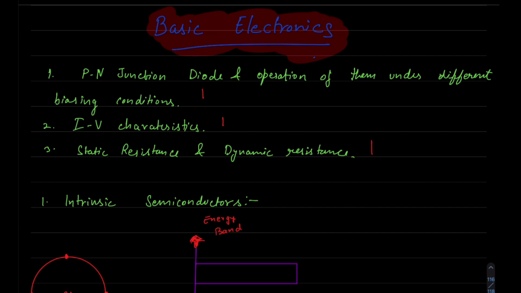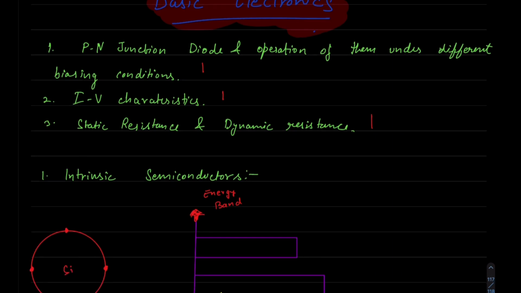So, basic electronics, right? First we'll talk about intrinsic semiconductors. Intrinsic semiconductors are nothing but pure semiconductors. What are semiconductors? Semiconductors are materials whose conductivity is between that of metals, so conductors, and insulators. So these are semiconductors. And we have two types of semiconductors, intrinsic semiconductors and then extrinsic semiconductors. Intrinsic semiconductors are pure materials which do not have any impurities introduced into them.